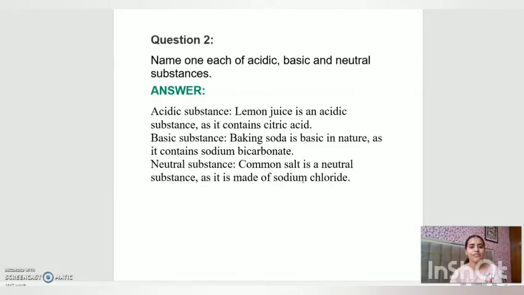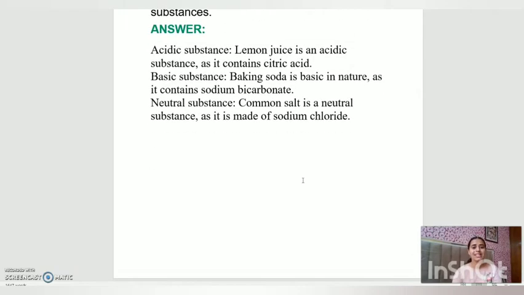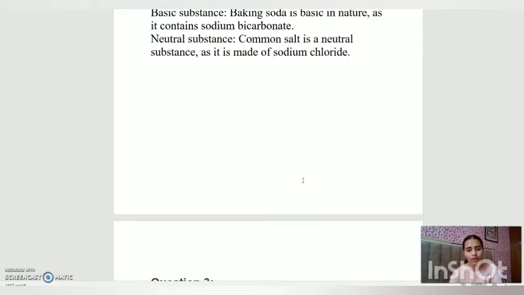Question number 2, name one each of acidic, basic and neutral substances. Now you have to give one example of each. So the answer is, acidic substances, for example, lemon juice is an acidic substance as it contains citric acid. Basic substances, baking soda is basic in nature as it contains sodium bicarbonate. So you have to write the salts also, student, right? Neutral substances, common salt is a neutral substance as it is made up of sodium chloride, right?